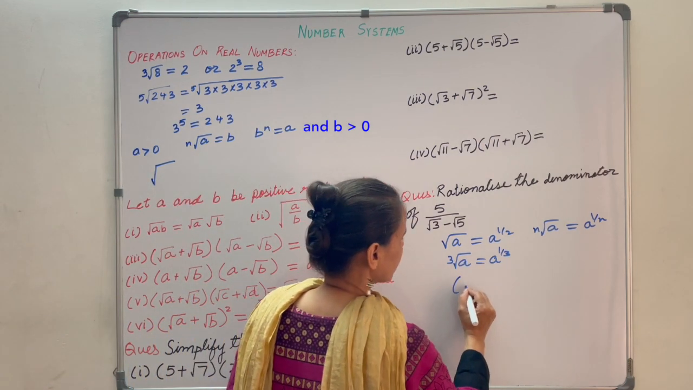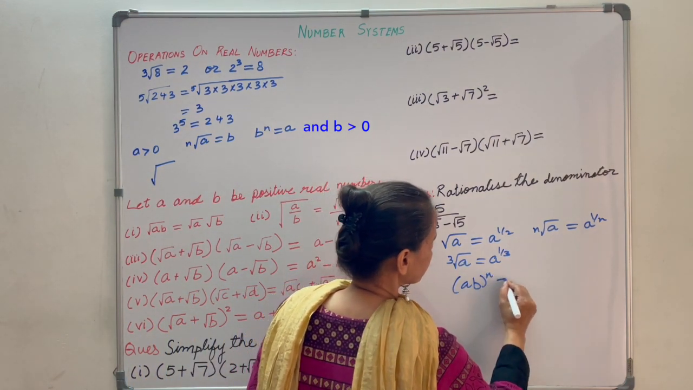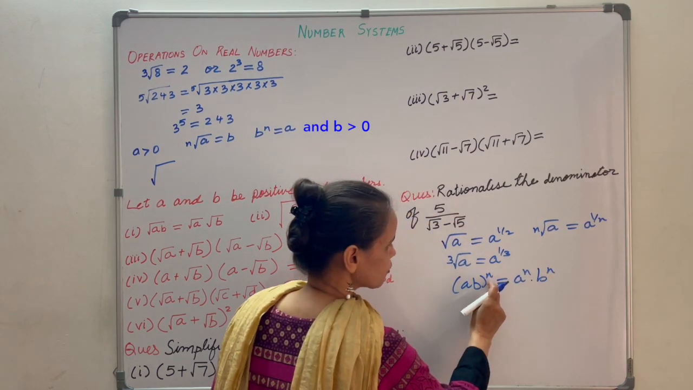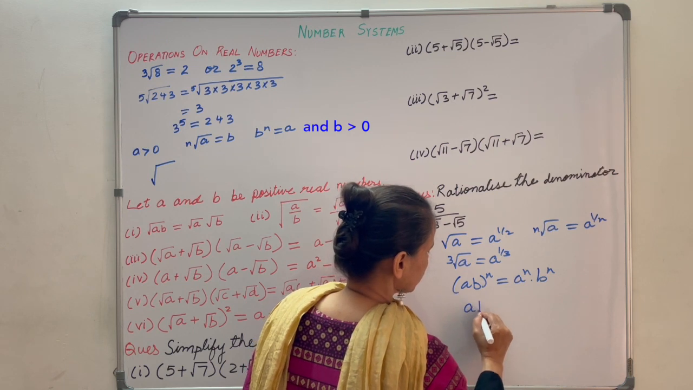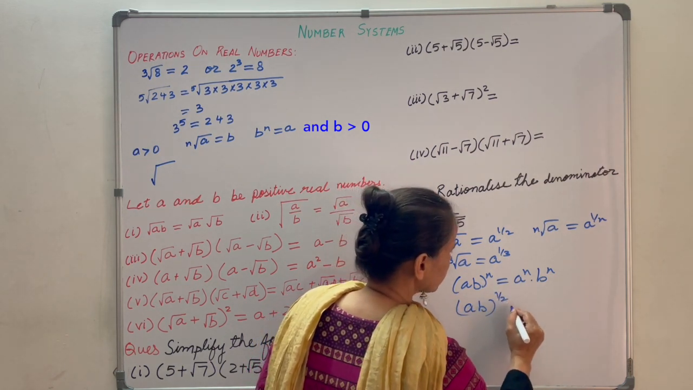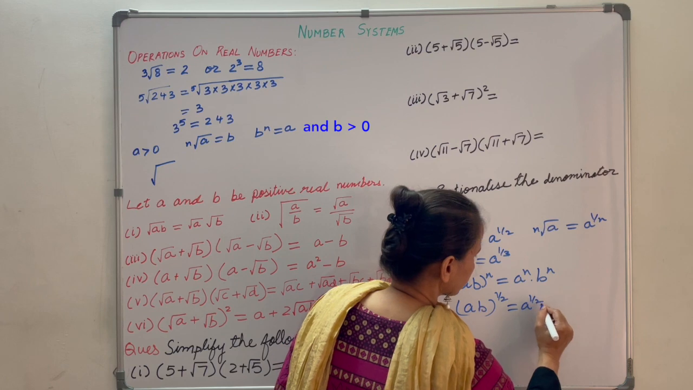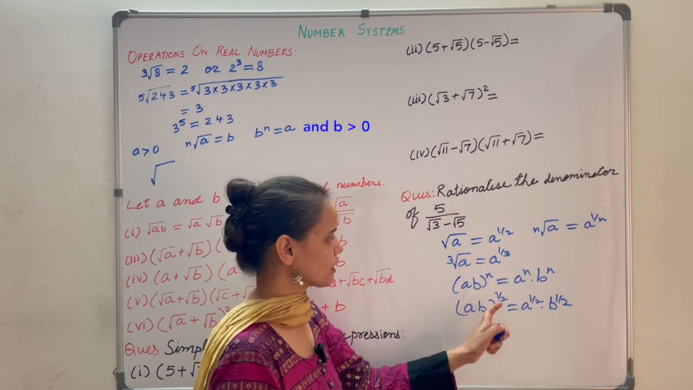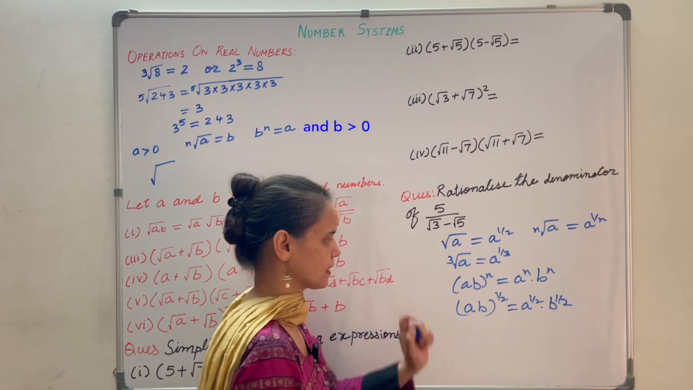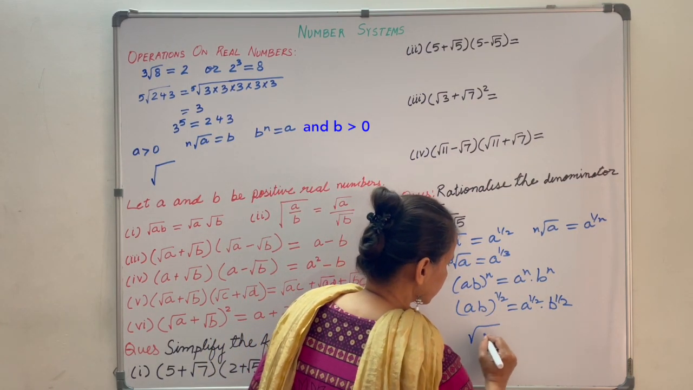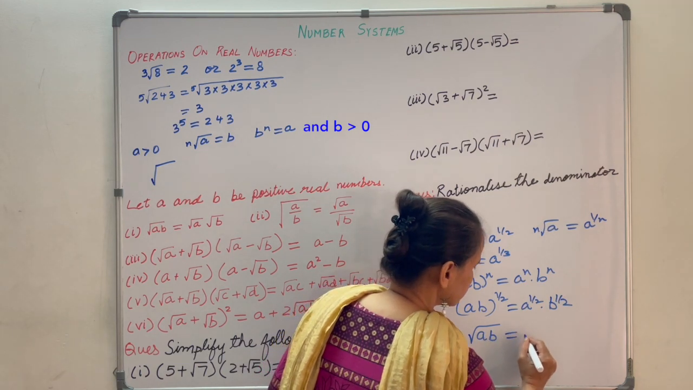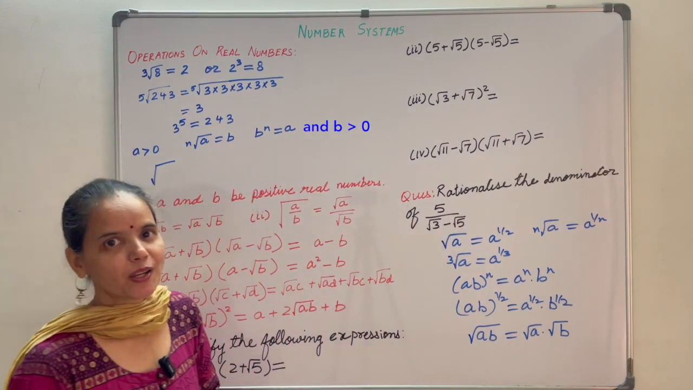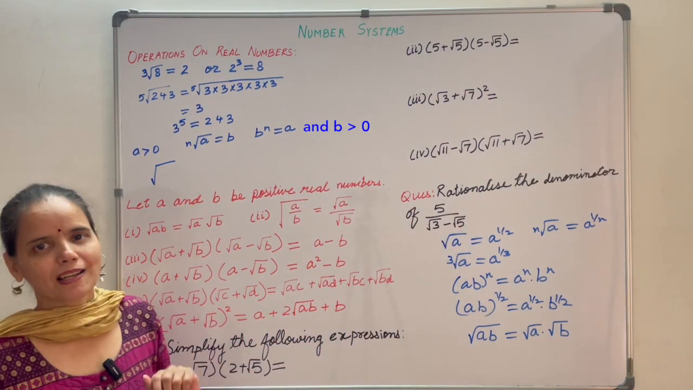Which is that law? (ab) whole raised power n is equal to a raised power n into b raised power n. Let us replace n with 1 by 2. So here (ab) whole raised power 1 by 2 is equal to a raised power 1 by 2 into b raised power 1 by 2. Now I am going to use this concept here and rewrite it like this. So I can rewrite it as square root of ab is equal to square root of a into square root of b. I hope you have understood how this has come.